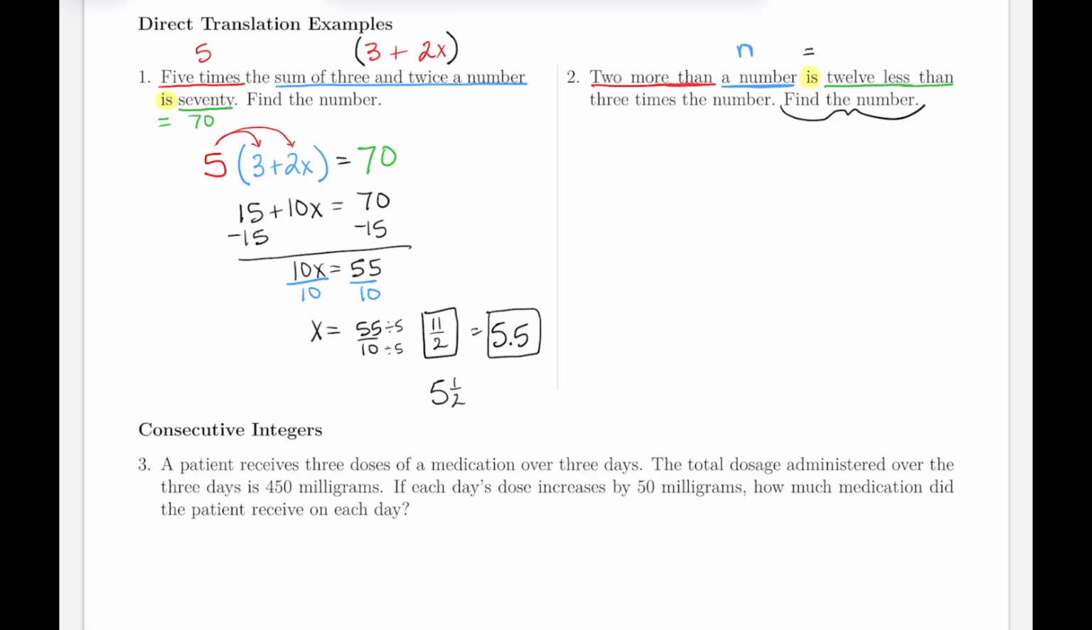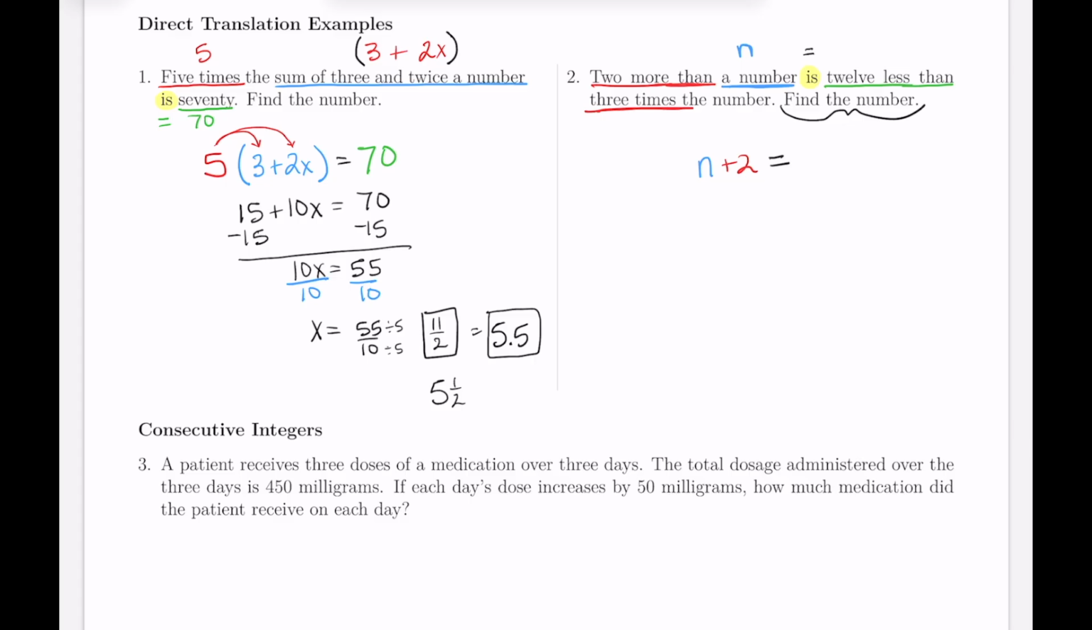Let's see here. 3 times the number. Sorry, I guess I'm reusing my colors. So those are the main parts of this. 2 more than a number. If I have my number and I want 2 more than that, I could say plus 2. Then I have is. This next part is weird because it says 12 less than 3 times a number.